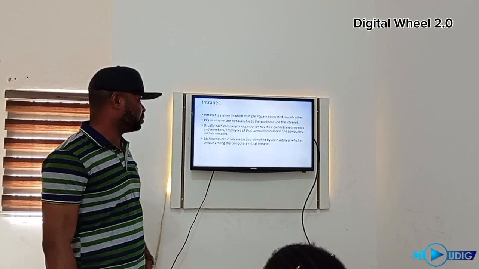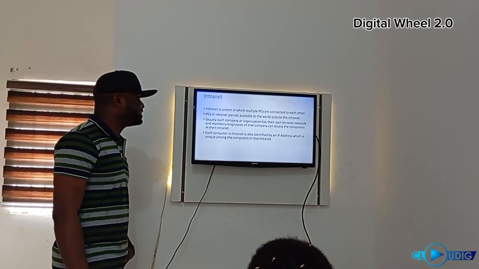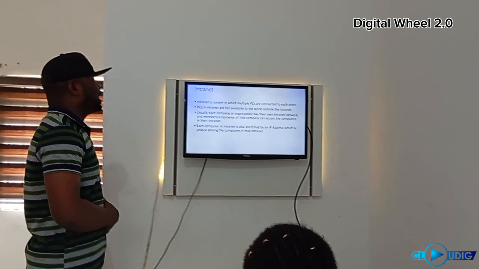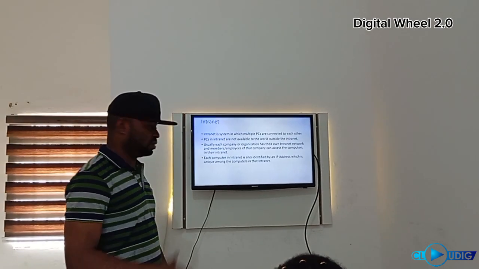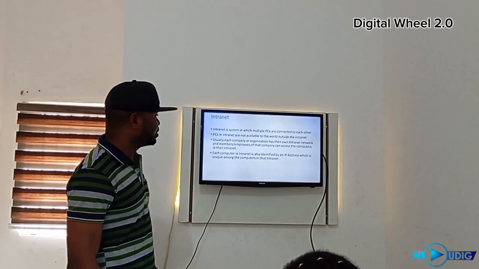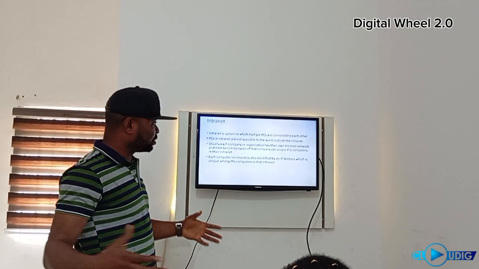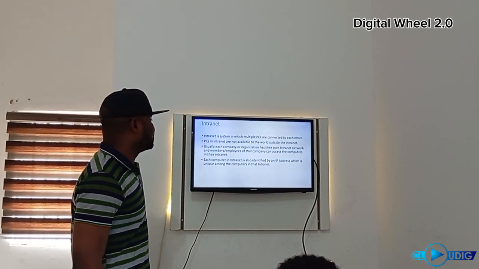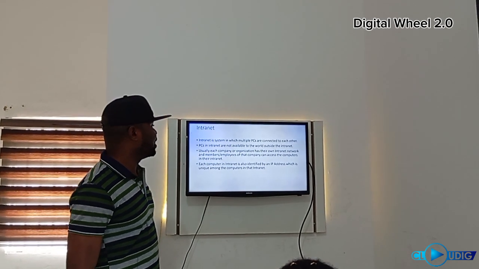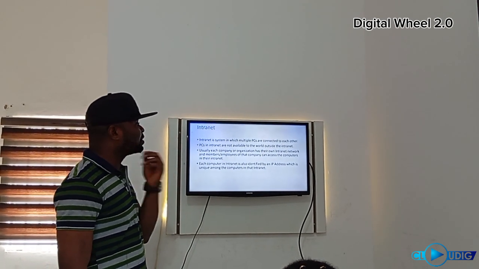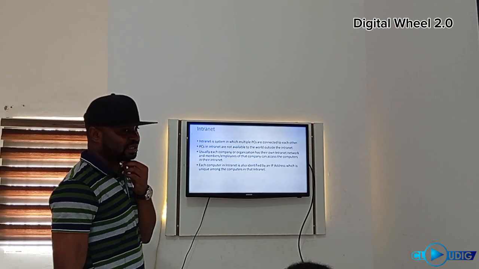Personal computer. So the internet is a system in which multiple pieces are connected to each other to share resources. Any explanation is needed there? When you connect multiple pieces together to share resources. Now, pieces in an intranet are not available to the world outside the intranet.